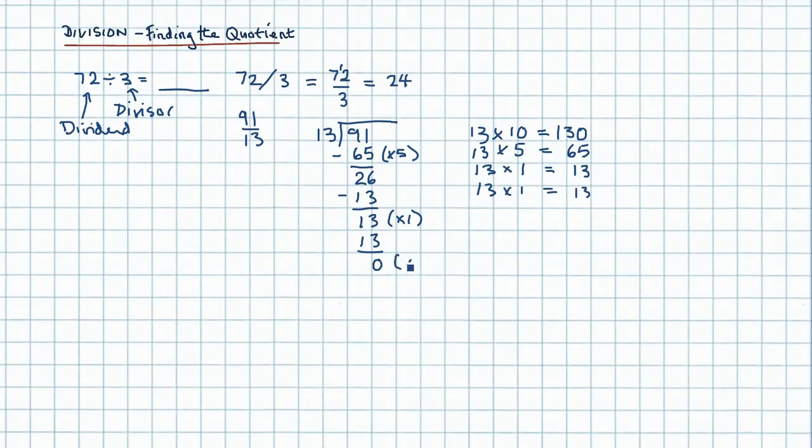We write down times 1 again, and we add up all of these to get the number of times that we actually multiplied by to get to 91, which is 7. So we write 7 at the top here. So 13 times 7 is 91, or 7 times 13 is 91, because we can commute with multiplication. And this is the partial quotients method, or chunking. Alright, a fairly cumbersome method.